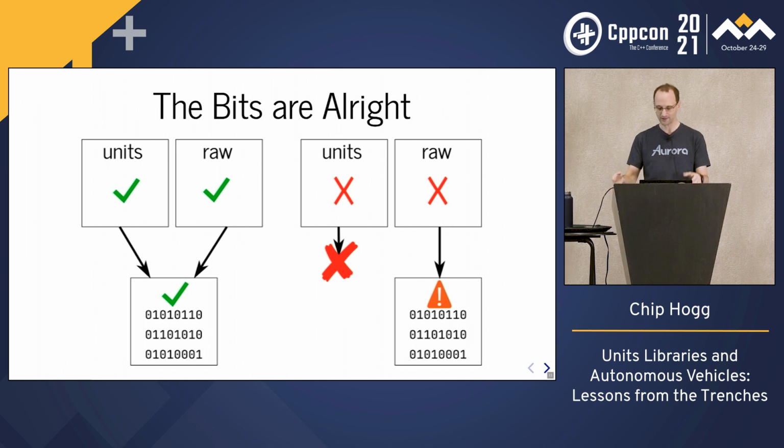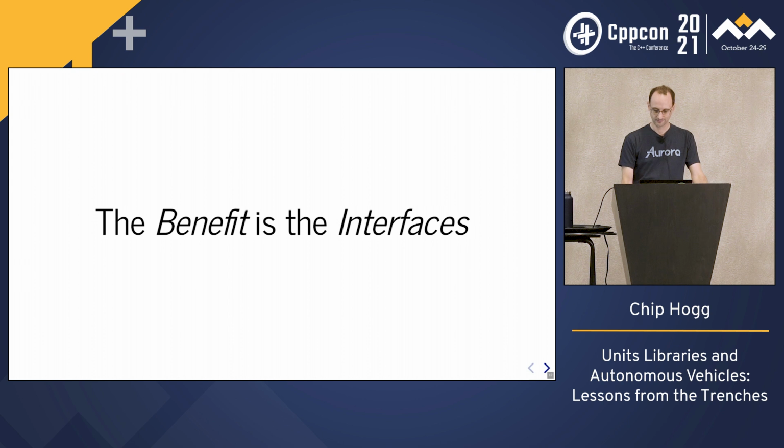Now, the usual case is that the code is correct. We passed the right values to the right places, got the right bits flowing through the system. So what value is the units library providing in this usual case where we end up with the same program that we would have had anyway? It's not the machine side, it's the human side. Interfaces should be easy to use correctly and hard to use incorrectly. It's the fundamental rule of software engineering. It's what keeps the software easy to change without fear.